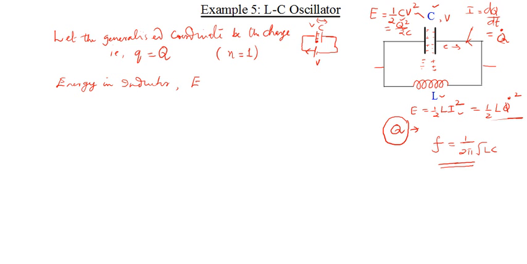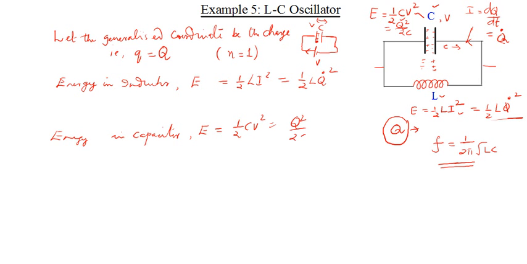That's equal to, in terms of that one, half L Q dot square. I'm writing it as half L Q dot square. Now similarly, energy stored in the capacitor, I can again write as E itself for the time being, energy E equal to half CV square, or directly I can write it as Q square divided by 2C, because I prefer to write it in terms of the generalized coordinate.